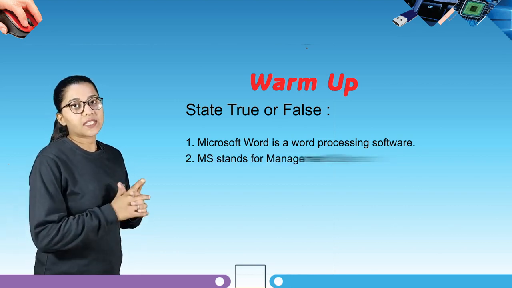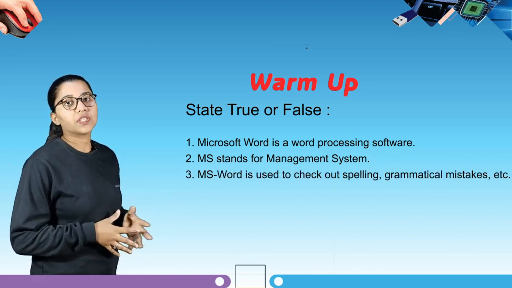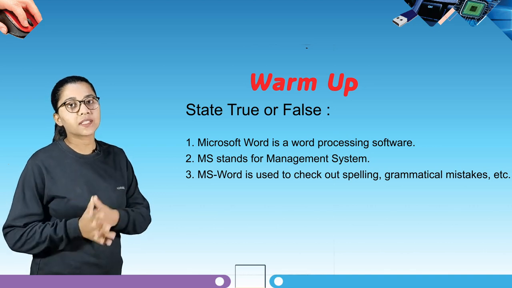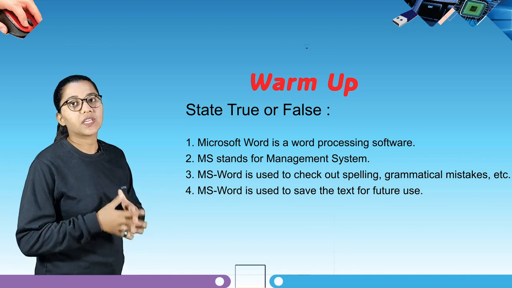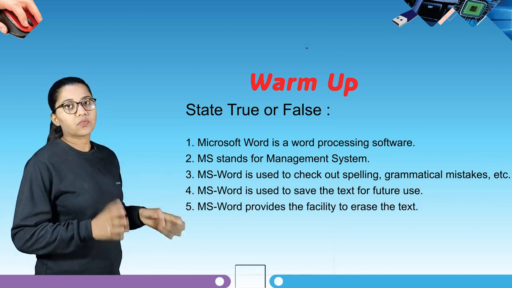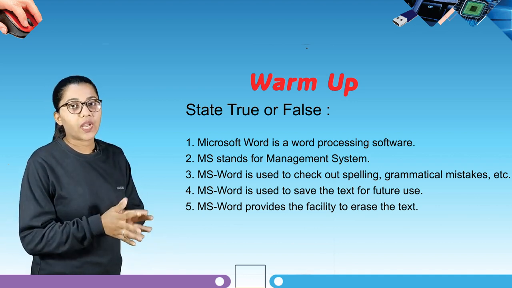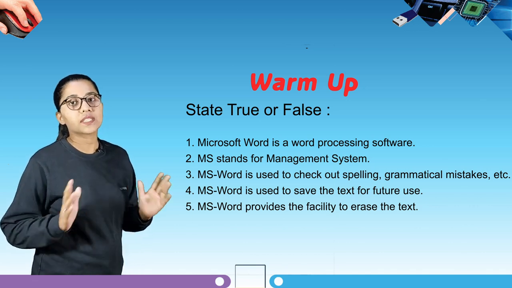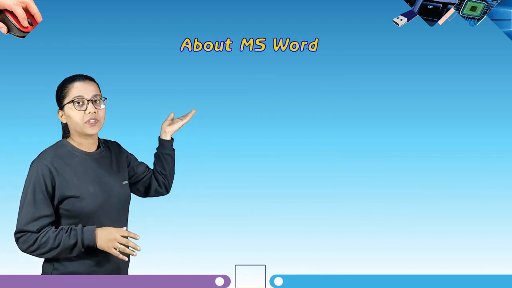Second, MS stands for Management System. Third, MS Word is used to check spellings, grammatical mistakes, etc. Fourth, MS Word is used to save the text for future use. Fifth, MS Word provides the facility to erase the text. You have to write F or T in the boxes. Now let's start our chapter. Our first topic is about MS Word.